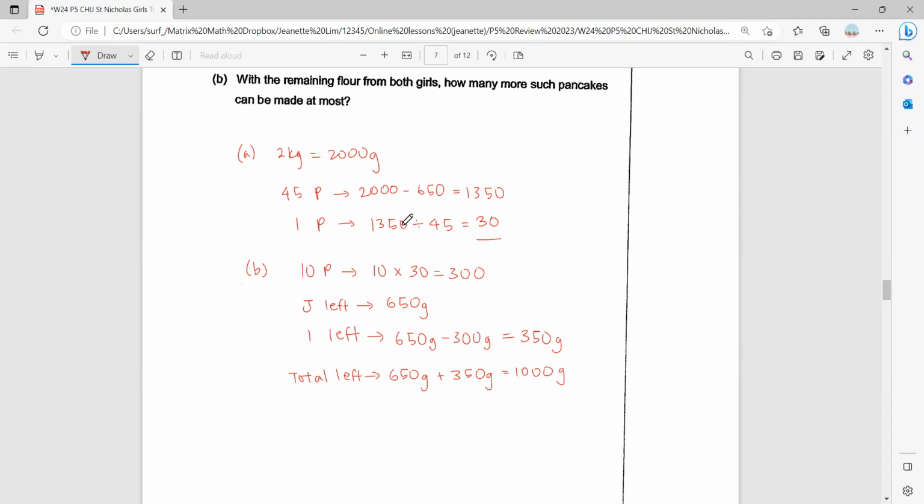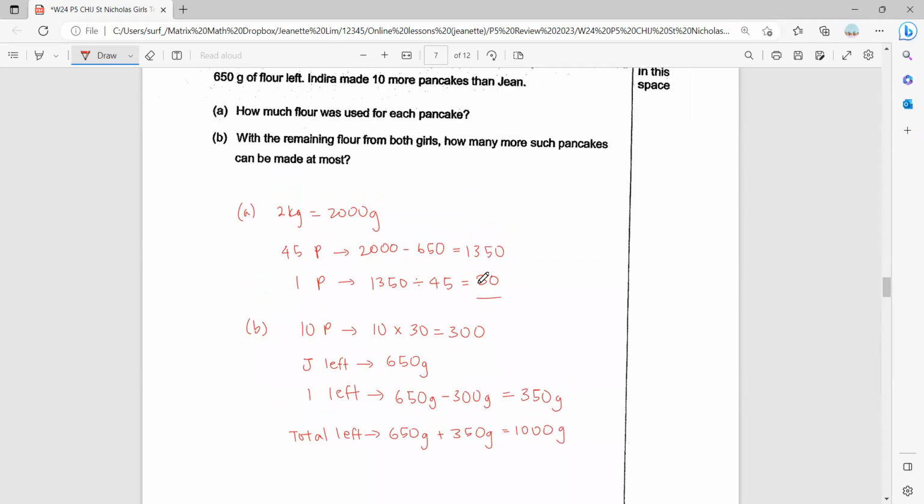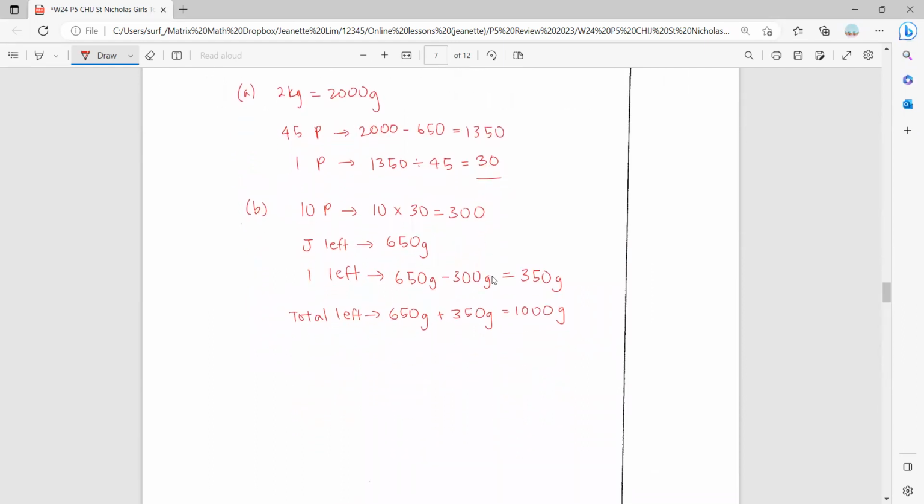With 1000 grams, how many pancakes can we make? Remember from part A, one pancake is 30 grams. So what I need to do is divide by 30. If you key in your calculator, calculator's allowed, right? You will get 33.33333. So the whole number is what we want, 33, maximum 33.